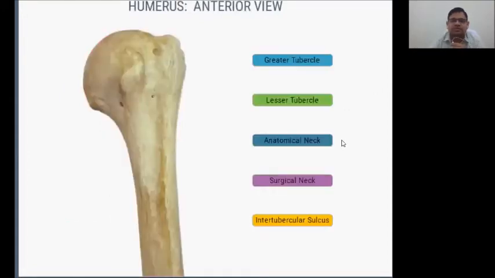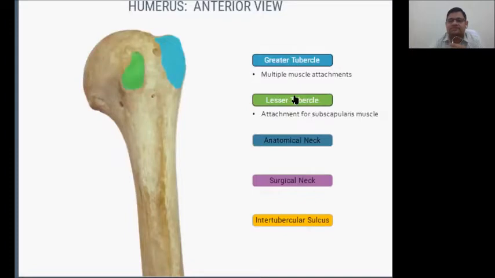Now see the humerus. It's the anterior view of the upper end only. You can see this is the greater tubercle. Multiple muscles are going to attach. You can remember it by a small mnemonic, SIT. Sit down on the big tubercle or greater tubercle. So SIT: supraspinatus, infraspinatus, and teres minor. Then here is the lesser tubercle. There is only one muscle, that is subscapularis muscle.